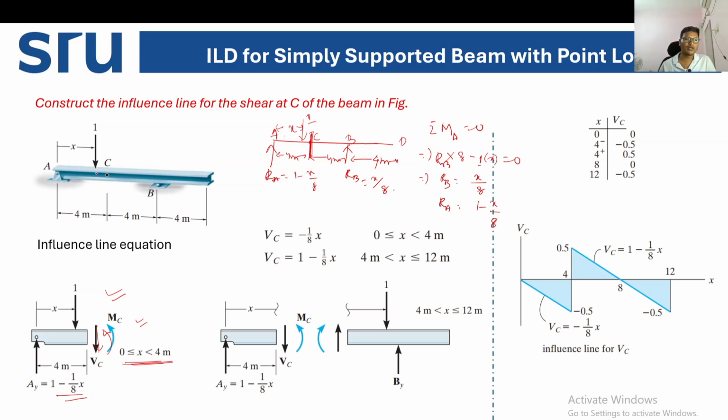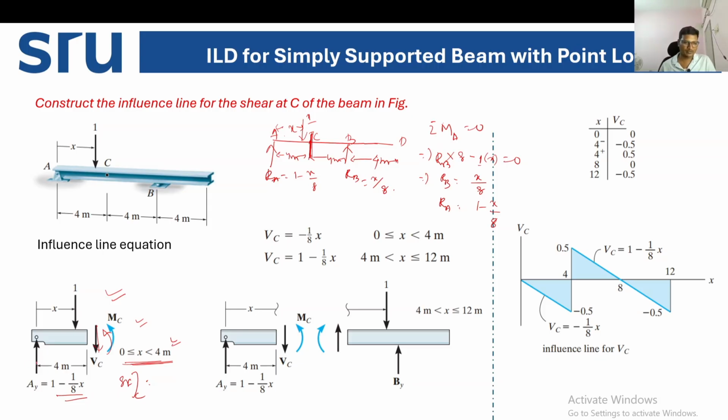When your unit load is moving in between A to C, that is 0 to 4 meter, what will be the shear force? Shear force at C. What is the shear force at C? In this particular case, how many forces are there on the left hand side?